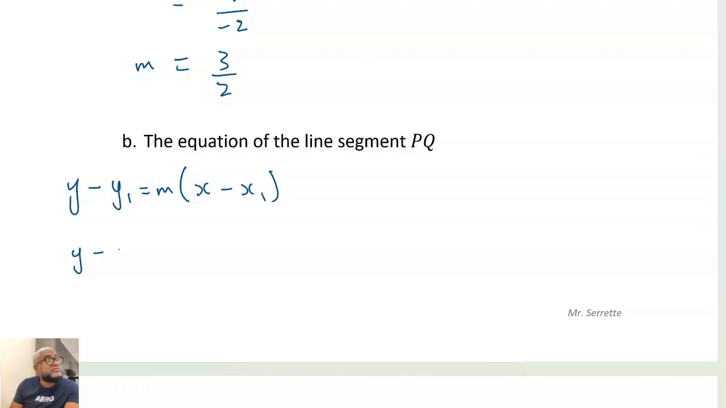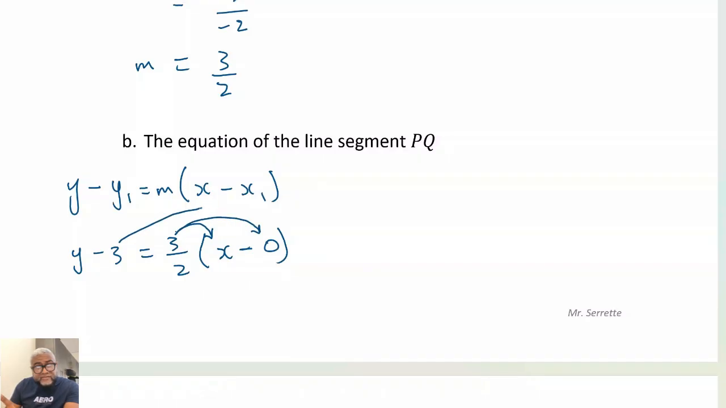Somebody, anybody? y minus 3 is equal to 3 over 2 by x minus, what is x1? 0, right? Everybody good here? Multiplying this into the brackets, this by this, this by this, we bring negative 3 here. So y will be equal to 3 over 2x, 3 over 2 by 0 is 0, so that more or less cancels, and then you have plus 3. This here is the equation of the line segment.